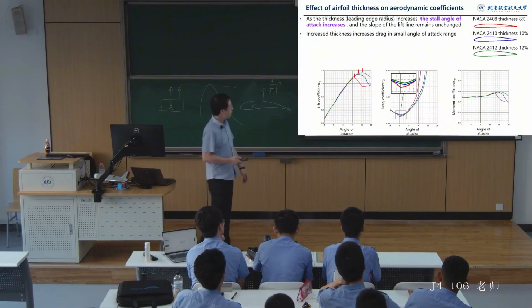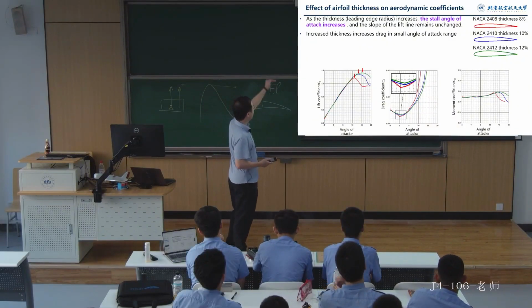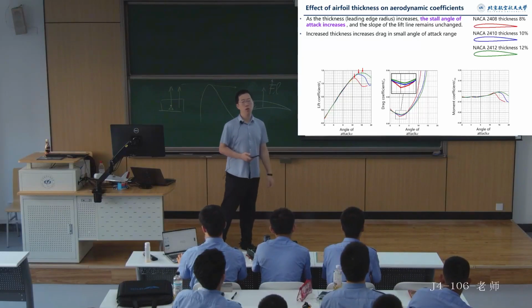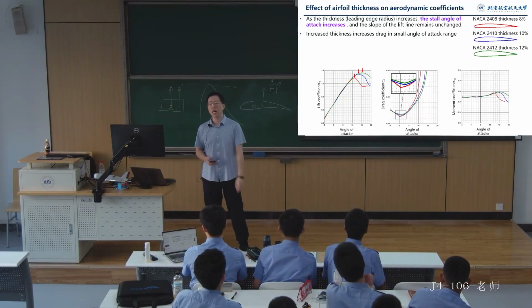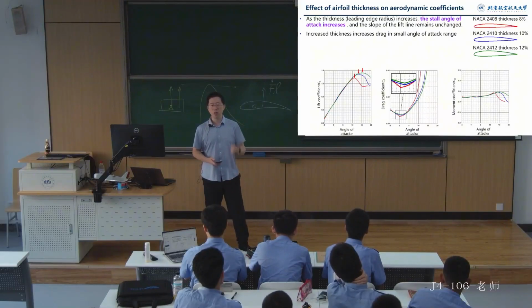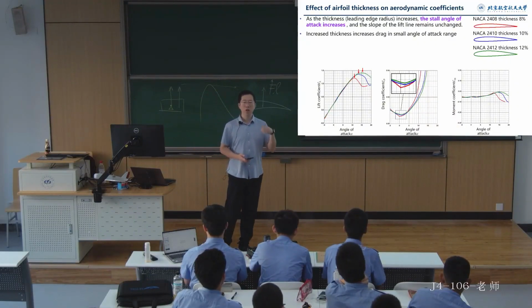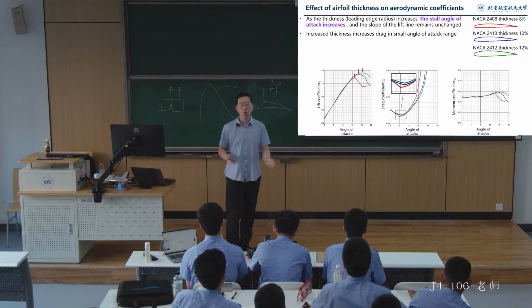Then let's take another look at the Reynolds number. As we mentioned earlier, the Reynolds number reflects the comparison between inertial and viscous forces. The larger the Reynolds number, what does it indicate? The greater the inertial force, right? The faster the plane flies, the larger the application area.